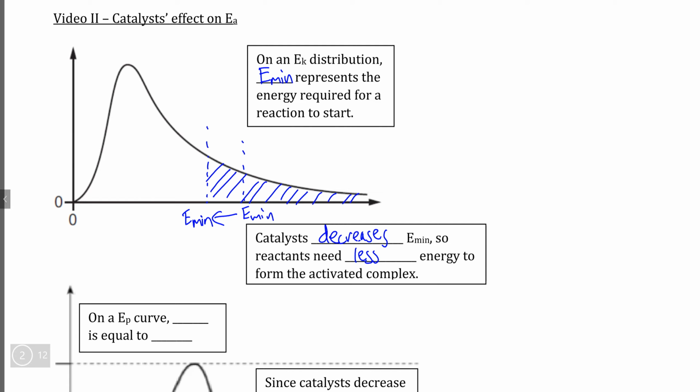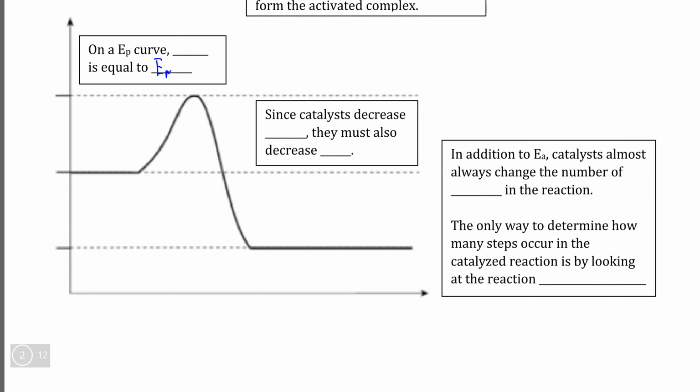We also know that Emin is translated to EA when referring to potential energy terms. Now, since catalysts decrease the minimum amount of kinetic energy required for a successful chemical reaction, that must mean that they would also decrease EA, meaning that if this represents the EA of an uncatalyzed reaction, maybe our new lower activation energy is only here, meaning that we could rewrite the curve.